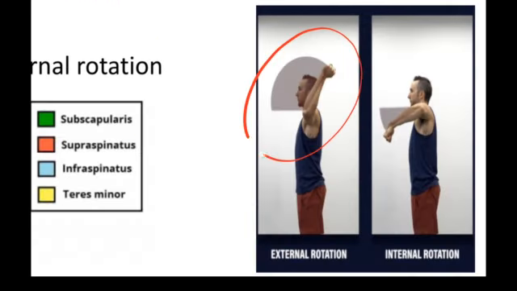And this here is external rotation, where he's externally rotating his shoulder. And this is internal rotation because he's internally rotating his shoulder. This here is going externally and this is going internally. Therefore, external rotation and internal rotation.